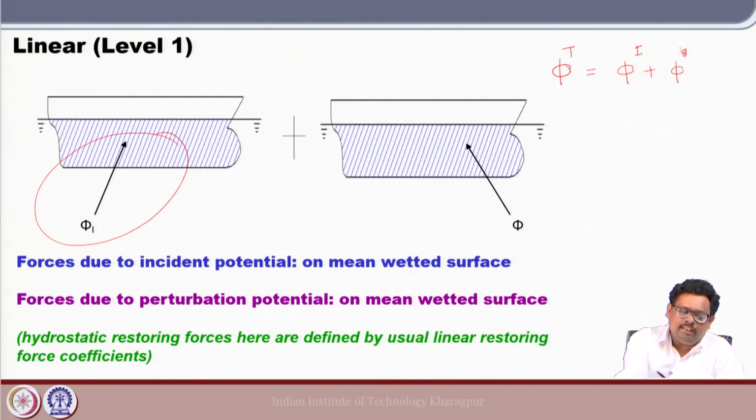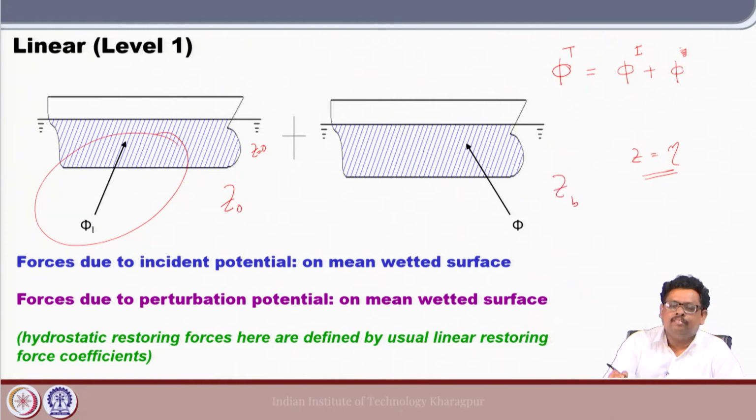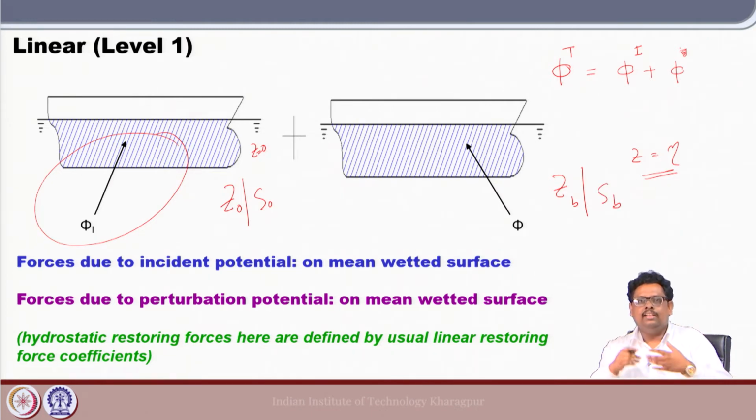Now, if you remember, when it is z equal to 0, we call it the mean free surface, and when z equal to eta, we call it the exact wetted surface. So, this we normally call Z 0 and this we normally call Z b, or body, or sometimes we can call it S 0 and sometimes S b. So, all these notations we have to understand, what is the meaning of the notation.